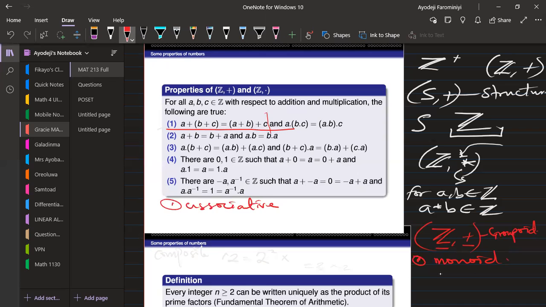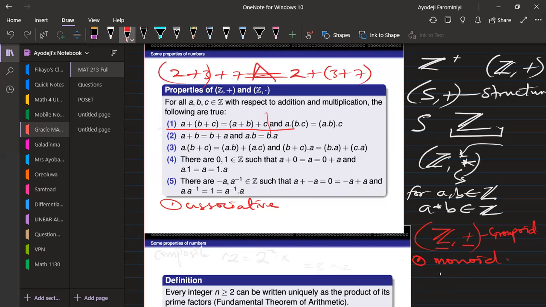So, look at what we mean by associativity. Associativity means we can change the position of the bracket while the operation is preserved. The answer does not change. Do you understand? So if I have 2 plus 3 plus 7, if the bracket is on 2 plus 3, we are going to get the same answer if we shift the bracket to 3 plus 7. So this is associativity. It is true for both addition on integers and multiplication on integers. Are you following? Yes, sir.